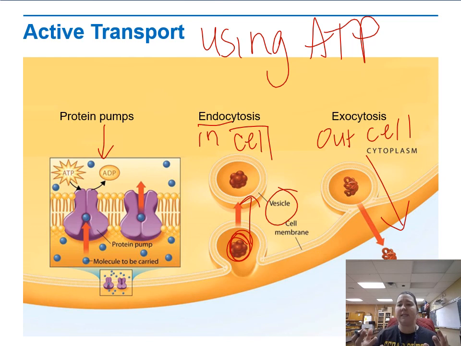So this process of moving vesicles uses ATP, because the molecules can't do it by themselves. This is part of your metabolism, shuttling these little vesicles around your cells and taking them to wherever they need to go, whether it's into the cell through endocytosis, or out of the cell through exocytosis.